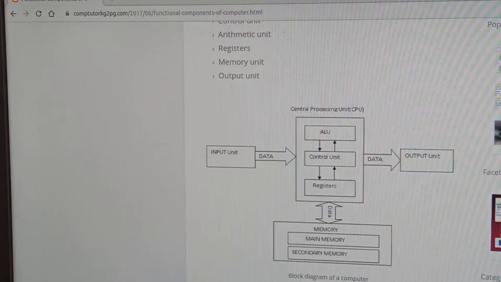The second one is called the control unit. The control unit controls the overall operations performed inside the CPU. Registers are the smallest memory, but they are the fastest memory. Here we also have the memory part, containing main memory and secondary memory.